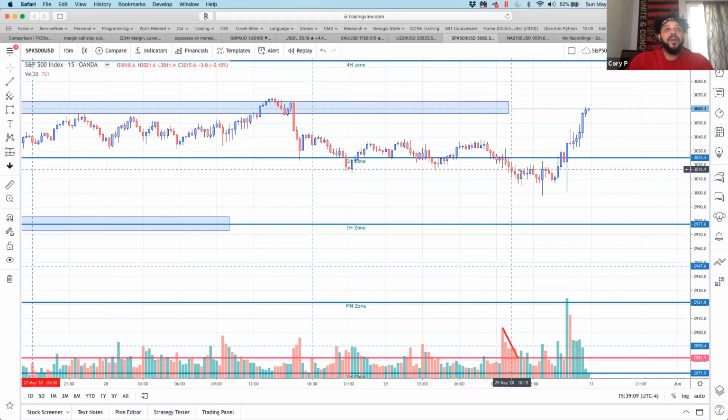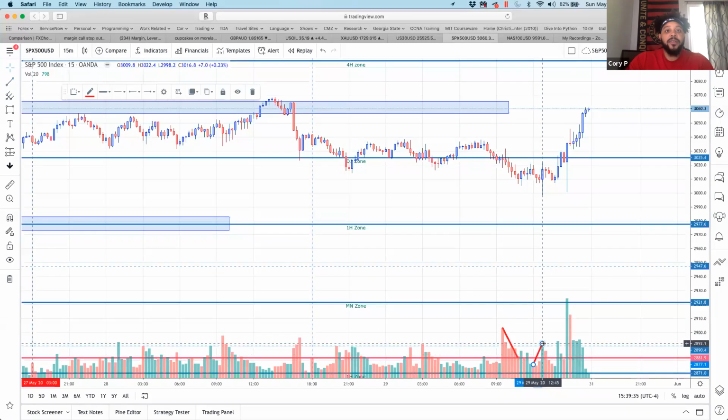We found an area of support right here. Then as we keep going, here's another confirmation, right? Volume's low from this candle, right? Then as we go on, we get a spike right here.